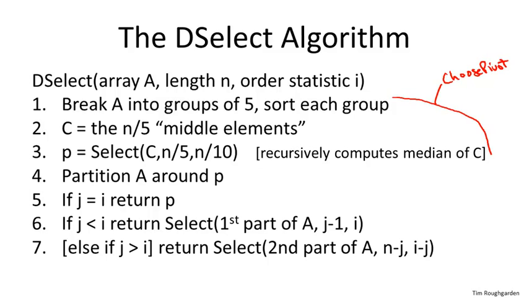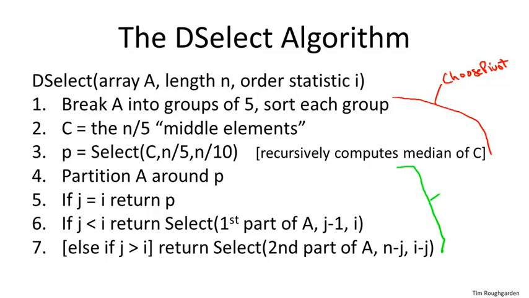And then we recursively compute the median of C. So when we recurse on select, we pass it the input C. C has n over 5 elements, so that's the new length. That's a smaller length than what we started with, so it's a legitimate recursive call. We're finding the median of n over 5 elements, so that's going to be the n over 10th order statistic. As usual, to keep things clear, I'm ignoring stuff like fractions. In your real implementation, you would just round it up or down, as appropriate.